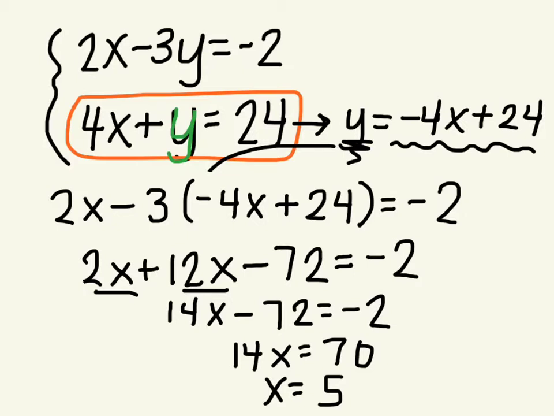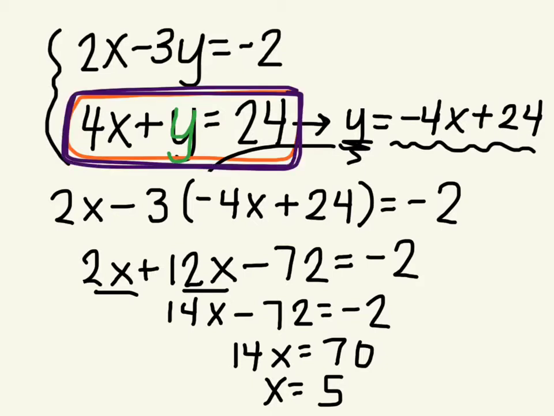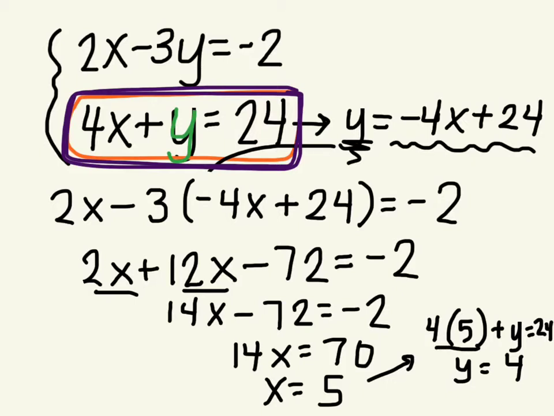Remember, I'm not done because I'm looking for the coordinate point in which the two equations meet, in other words, the solution to this system of equations. So I'm going to plug the x equals 5 into either of the two equations. And again, I've chosen the second equation. When I plug in 5 for x, I have 4 times 5 plus y equals 24. 24 minus the 20, which was the product of those two numbers, leaves me with y equals 4.